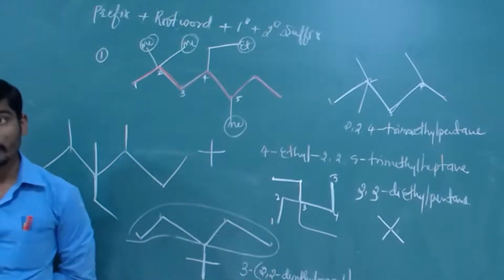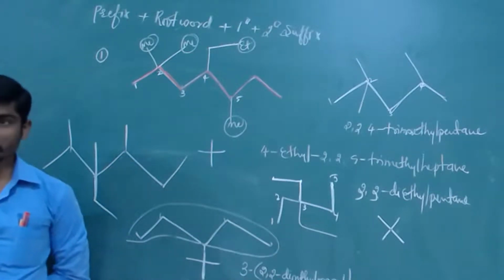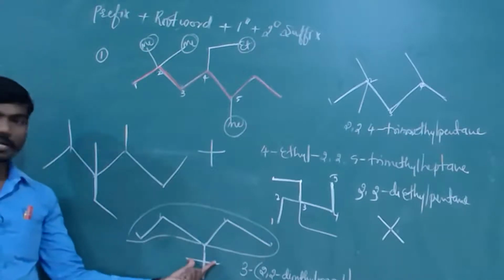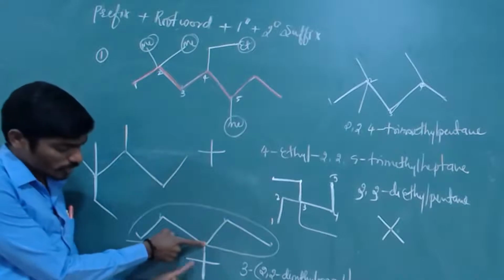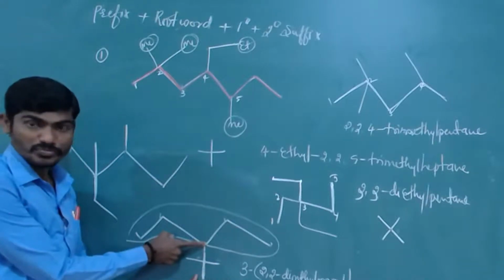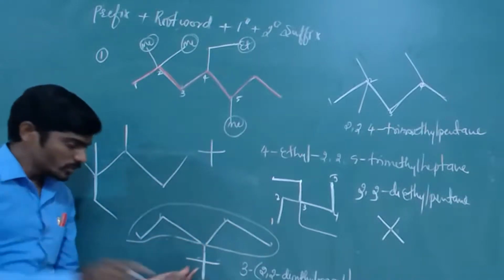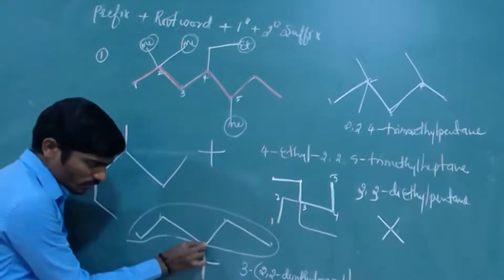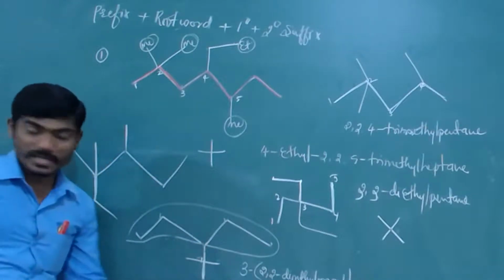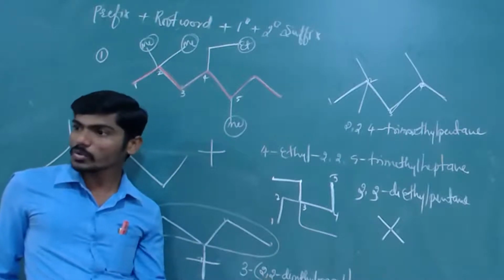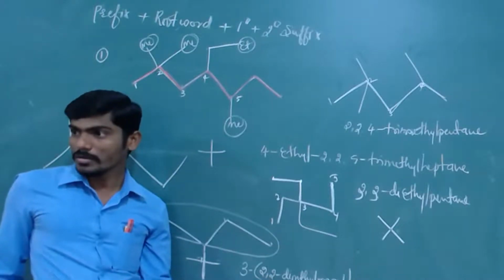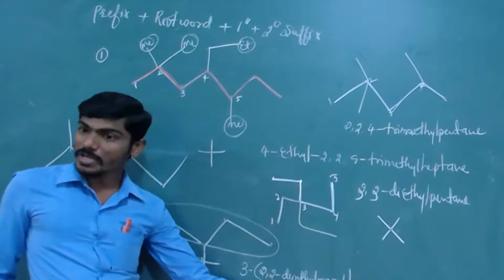There are 5 carbon atoms, but the substituent has only 4 carbons. So this carbon is not considered. It is the parent chain. The substituent is only 4. So for its IUPAC name, you always need to start from this carbon atom. So it is 1. But here 2, 2 is wrong. The propyl group also becomes wrong.